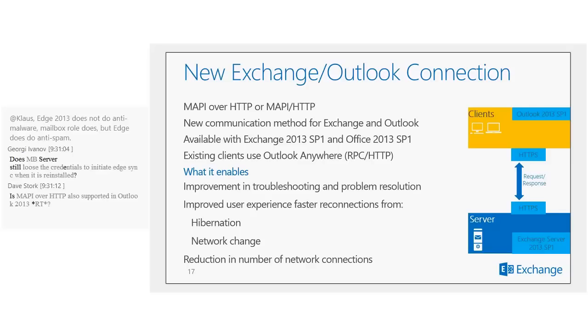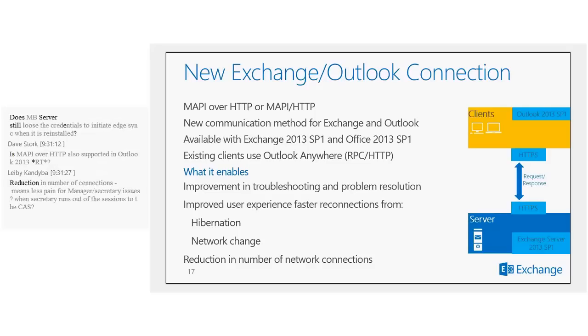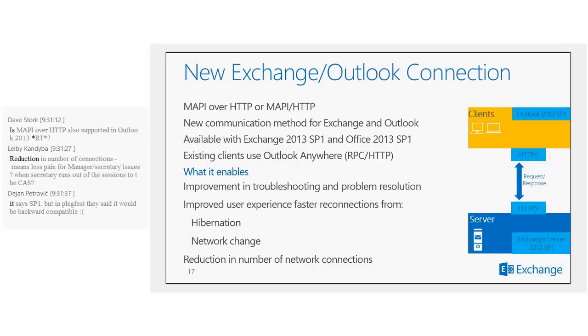Why did we make this change? I'll give you a quick view of that. First and foremost, we're making these changes to provide an easier and better troubleshooting and problem resolution experience. So when we're having connectivity issues, MAPI HTTP is going to make it much easier, with dedicated logs to isolate those problems and more clarity on what communications are going on.